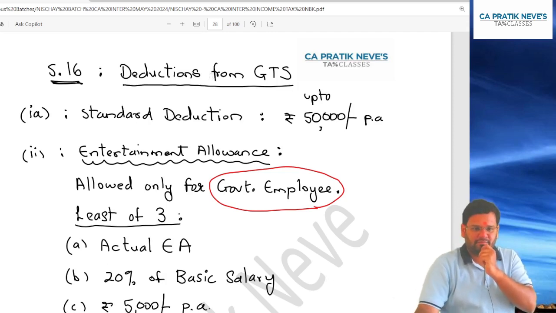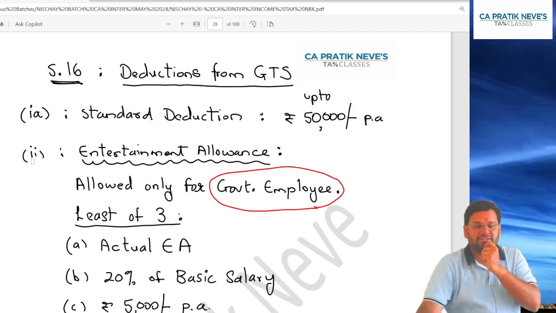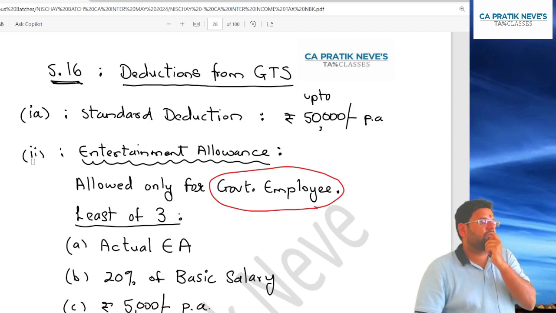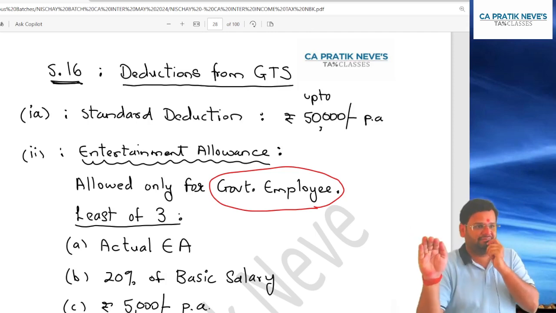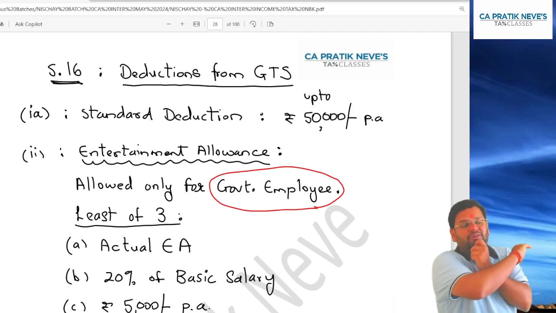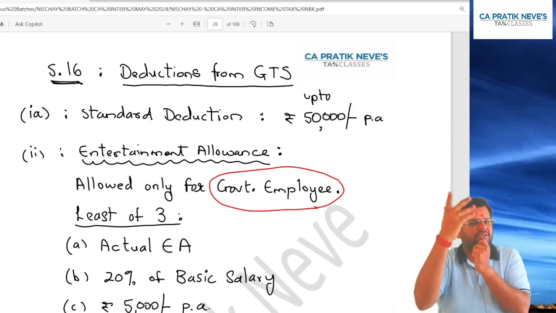Deductions under section 16. Most important 1A. 16 1A. 1A is of what? So there used to be 16.1 which was deleted, omitted from assessment year 24-25. So 16.1 is not there.